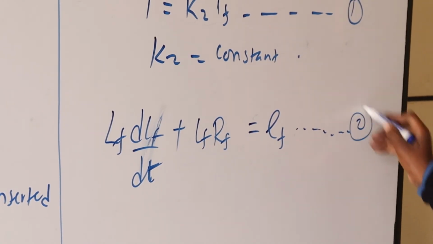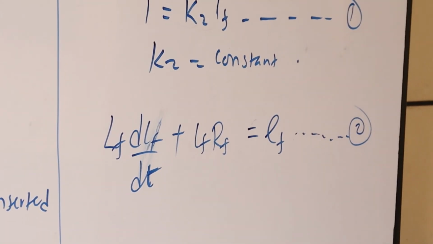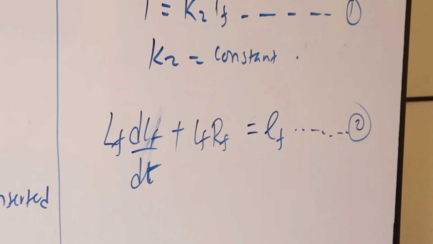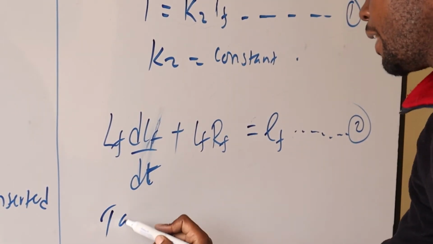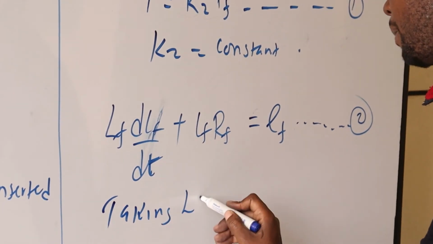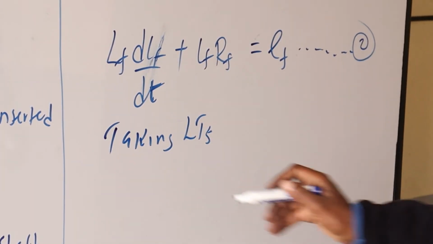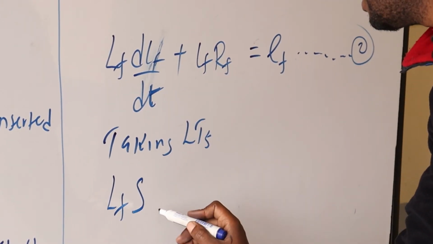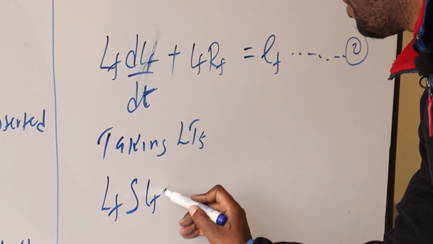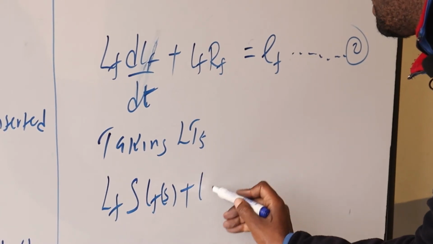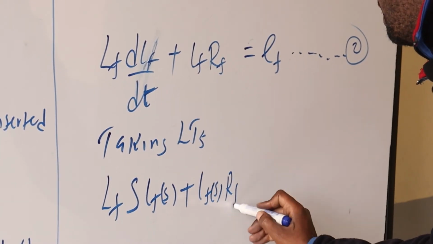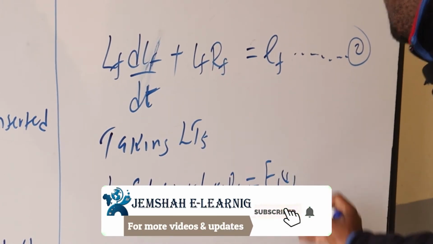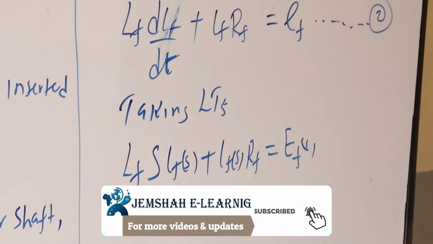And refer to it as equation number 2. So we can take the Laplace transform. If we take the Laplace transform, we have L_f di_f/dt becoming S I_f(S), plus I_f(S) R_f is equal to E_f(S). So that is what we have.